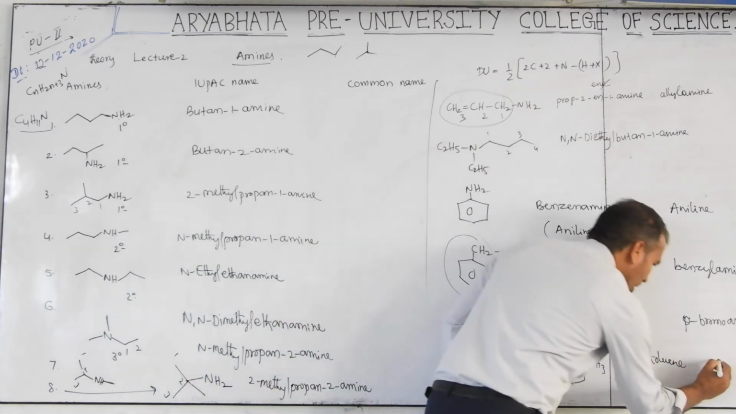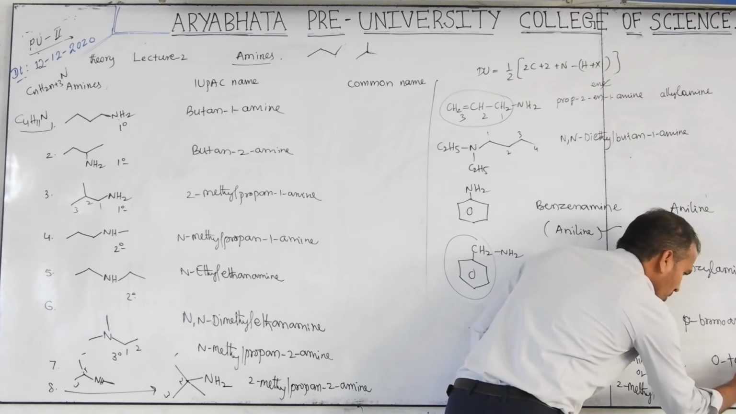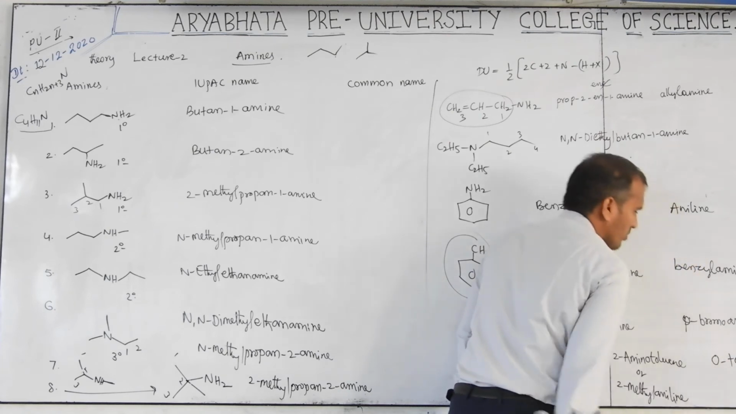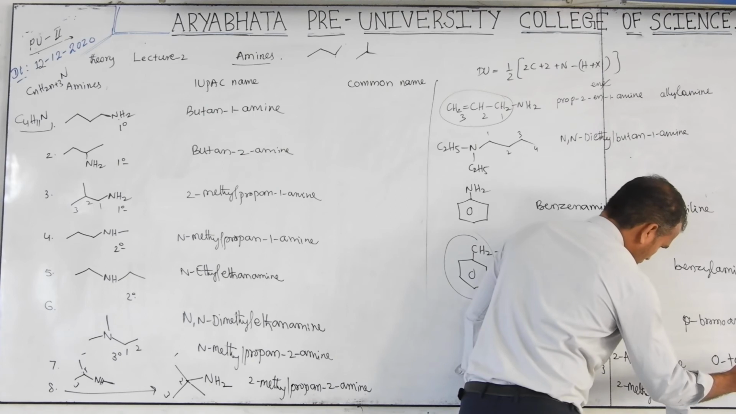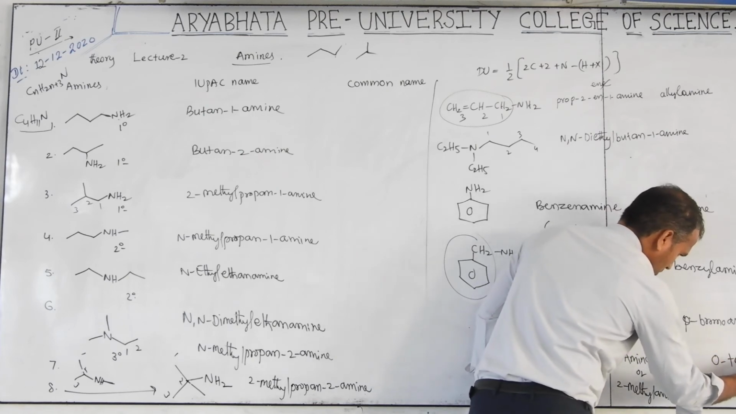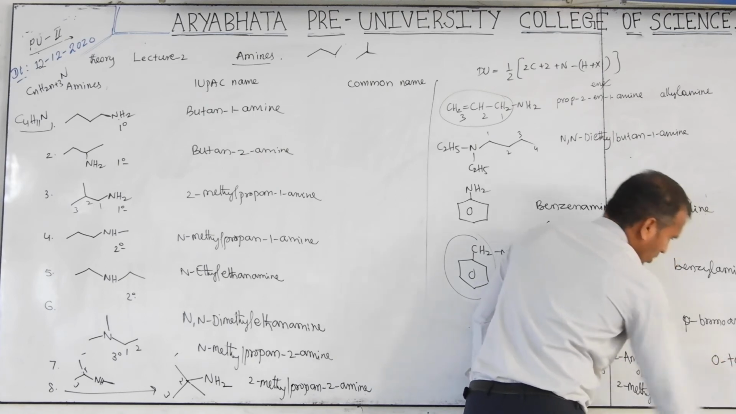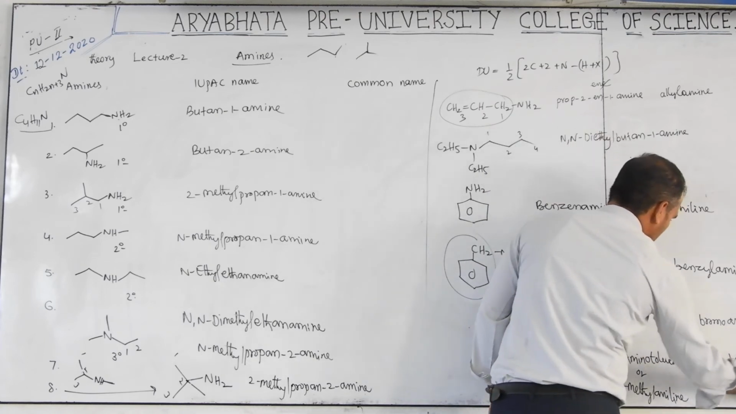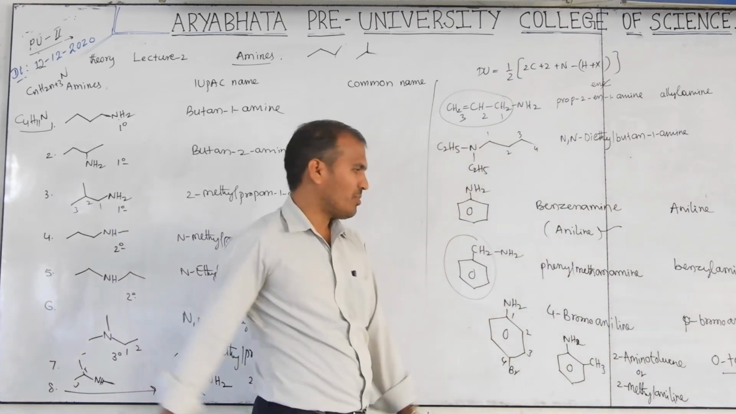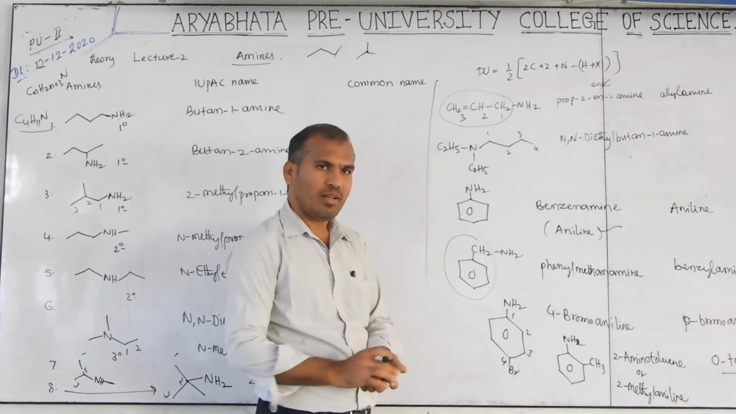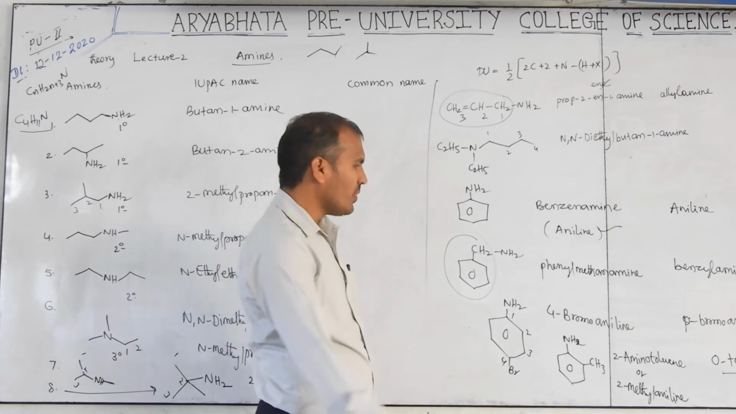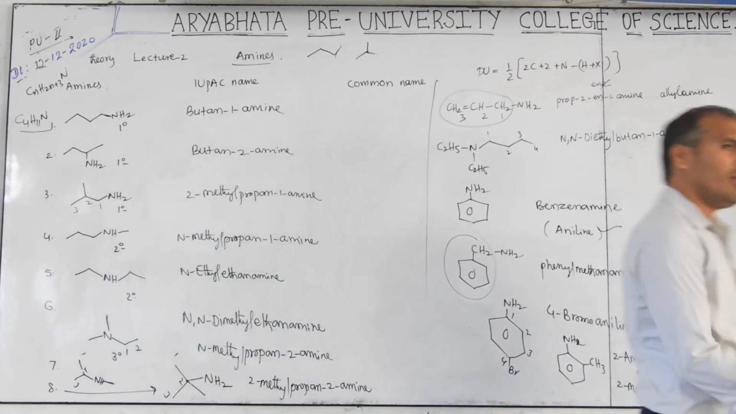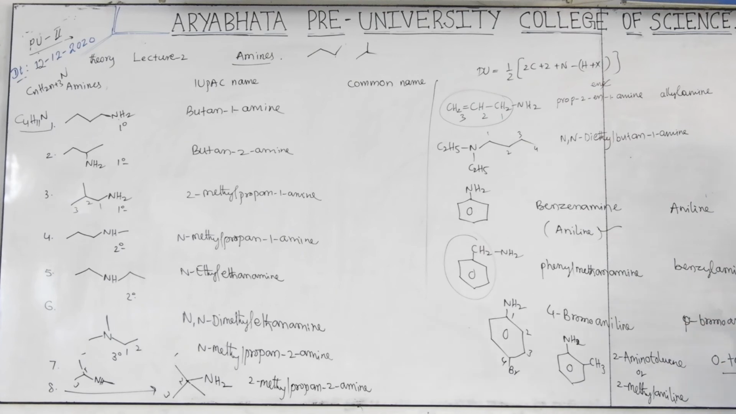And this is called the common name, orthotoluidine. What is the spelling? You just check. I don't exactly remember the spelling. Orthotoluidine. This is the common name. This is the maximum whatever is given in the textbook. All I have written here. This part, IUPAC nomenclature, is complete.